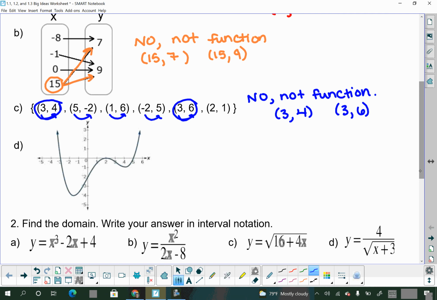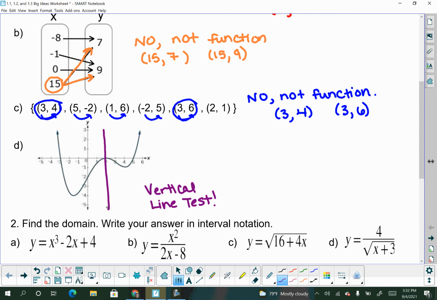All right, finally, we can have sets of points represented as a graph instead of a table or a correspondence diagram like this last one, letter D. If you have a graph, the easiest way to tell if you have a function, if each x corresponds to exactly one y, is with the vertical line test.